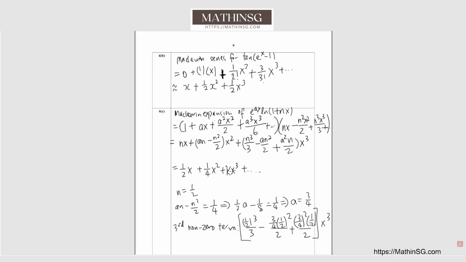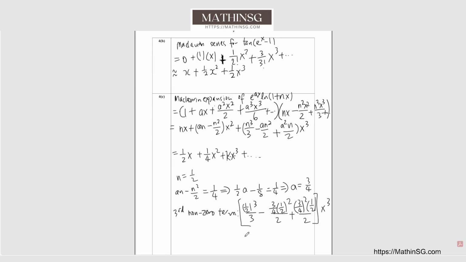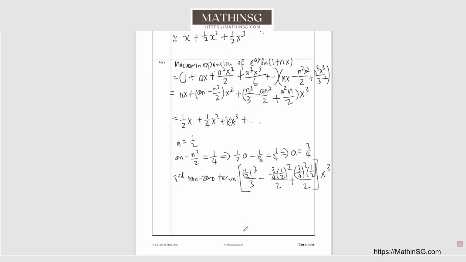x cubed. I'm going to type this whole thing into the calculator, and it will give me 17 over 192 x cubed. So the third non-zero term is 17 over 192 x cubed.